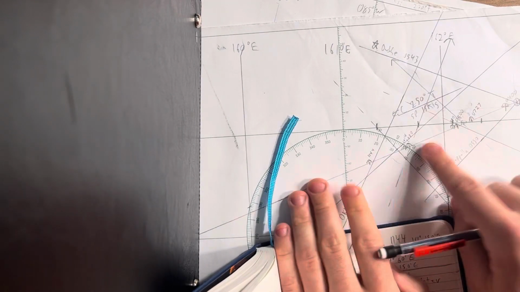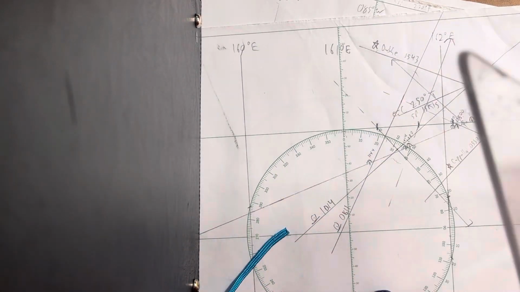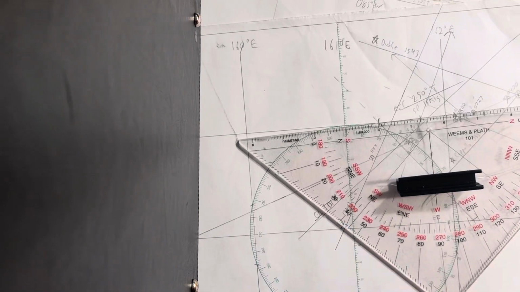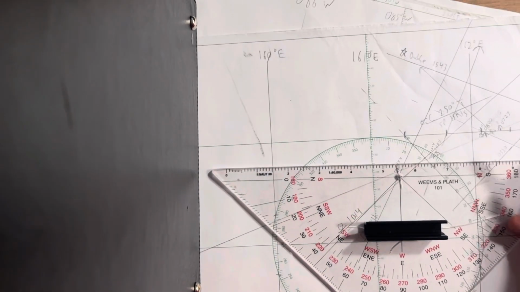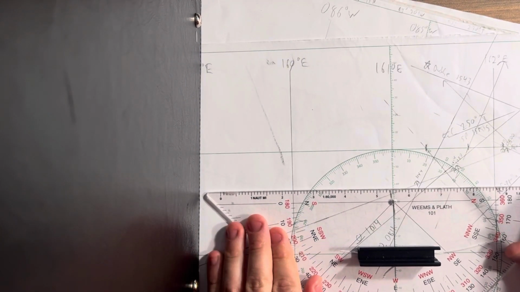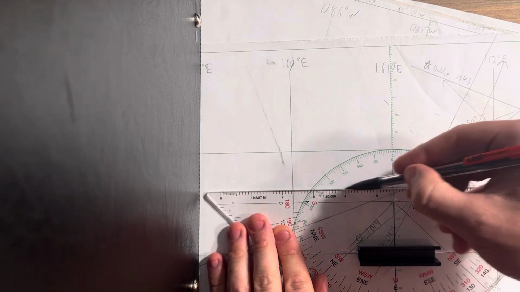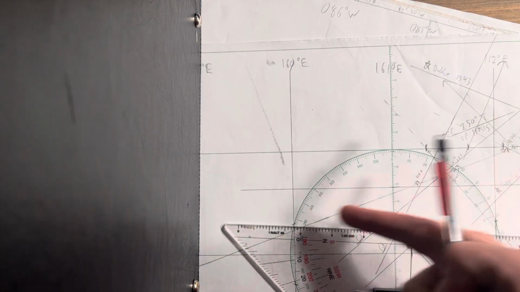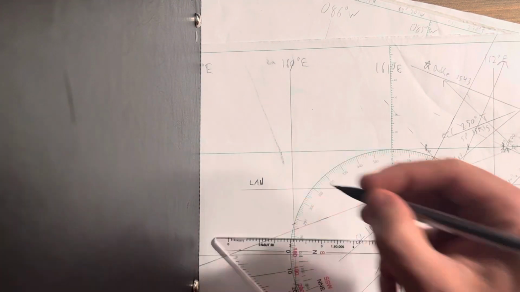All right, now we're finally ready to plot our latitude by LAN and to get our running fix from our sun shots. So remember, our latitude by LAN, we got 17 degrees, 38.5 minutes. So plotting that is nice and easy. You just measure out 38.5 and 17 right there, and you draw a horizontal line off of that because it's a latitude. It's perfectly perpendicular to any meridian. And we label that LAN.